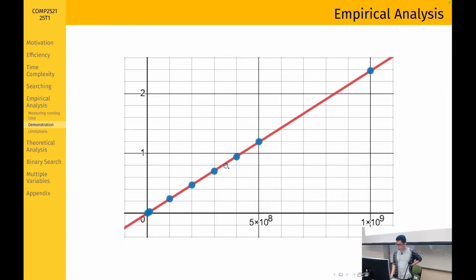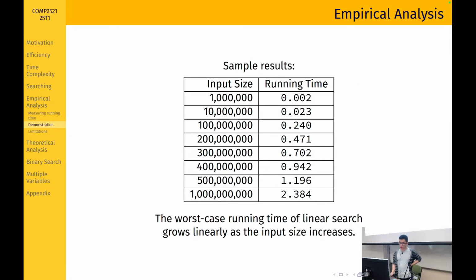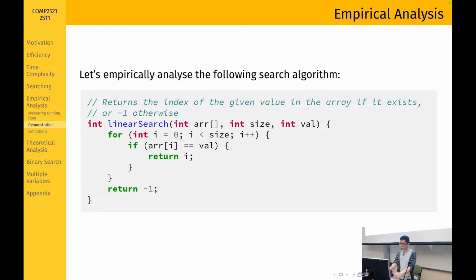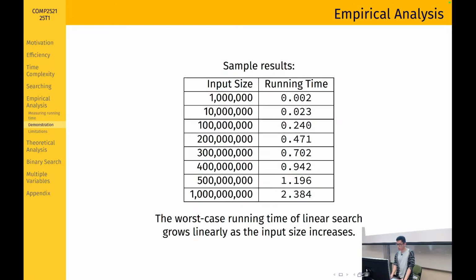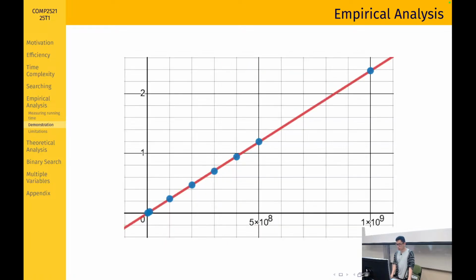That means the worst case running time. What we're timing here is the worst case. And the worst case of linear search is when the value doesn't exist in the array, when the algorithm has to go through the entire array and it doesn't find the value. So this is how long the algorithm takes in the worst case, and we can see that it grows linearly.